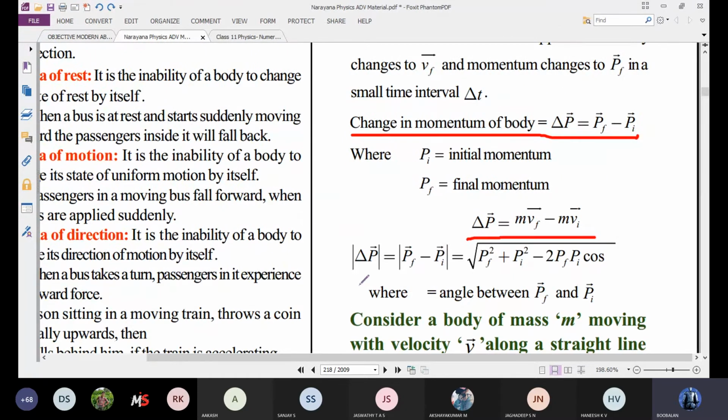A resultant value, same formula, a square plus b square plus 2ab cos theta, but it is in the opposite direction now, so that we are taking minus 2 P f P i cos theta.